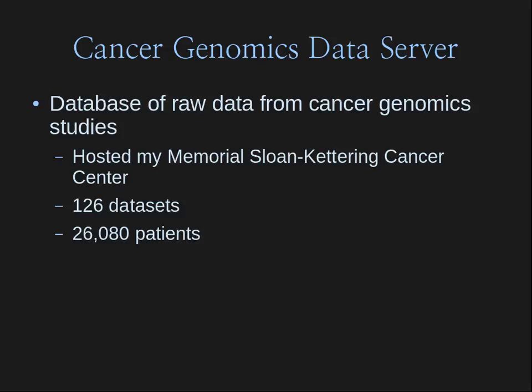This is another database of raw data, including transcriptomics but many other things, from a lot of different cancer genomic studies. It's a data server hosted by the Memorial Sloan Kettering Center. It has something like 126 data sets, which is a ton. It's not nearly as many as something like GEO has, but it's still an absolute ton. And this is data from 26,000 patients. All that being said, this is getting larger all the time.